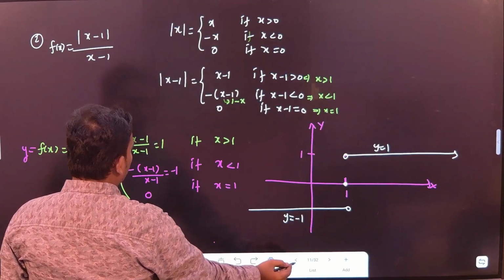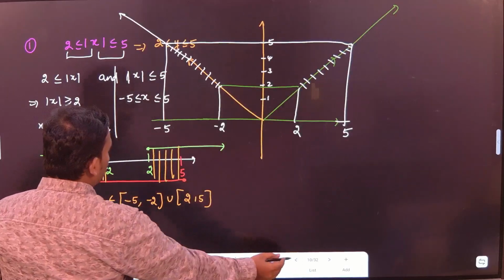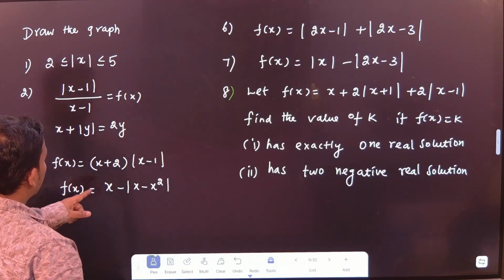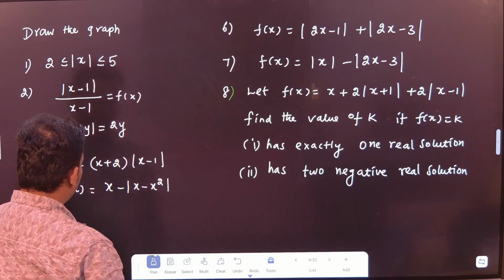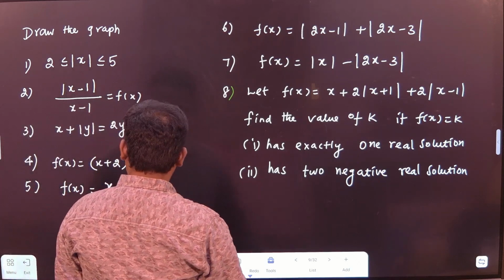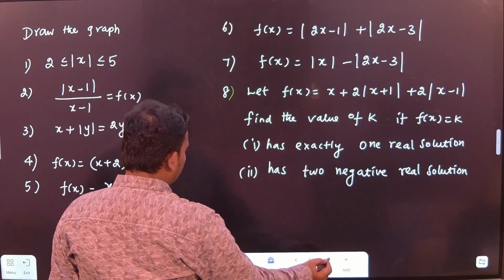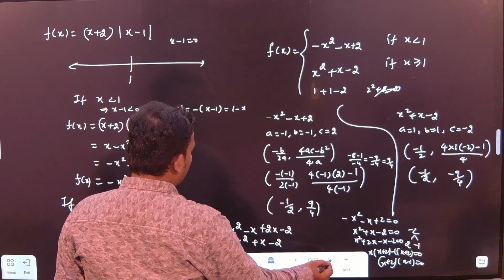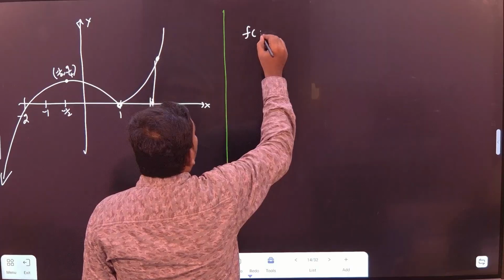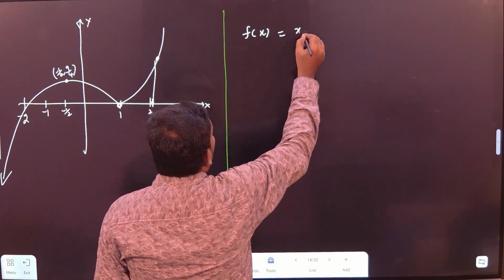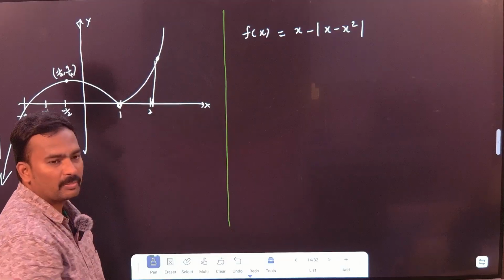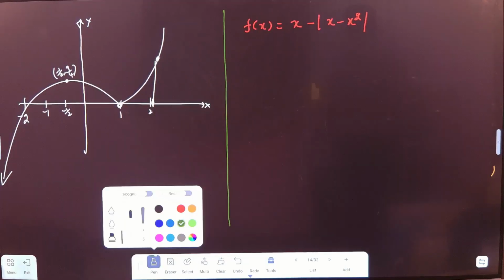What is the next question? You can see the next question: f of x equal to x minus mod x minus x square. This is your graph. How to draw the graph?